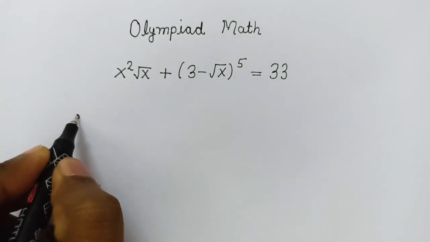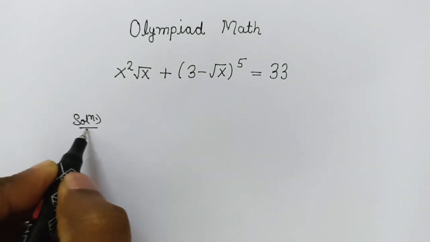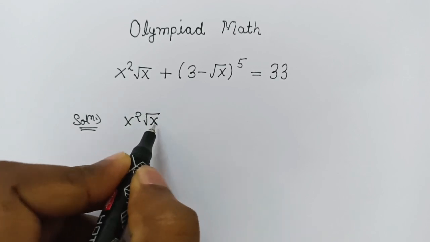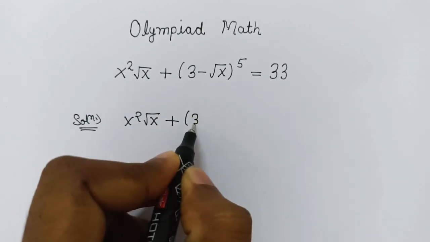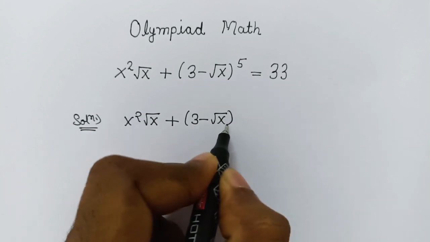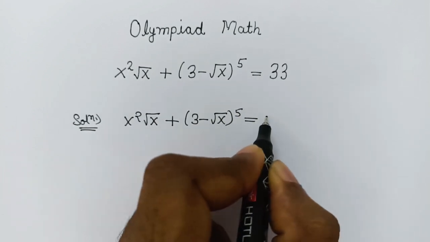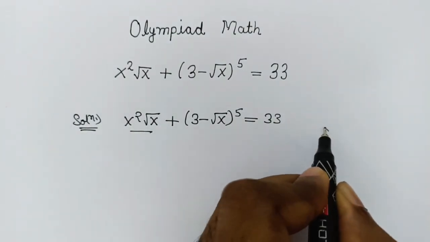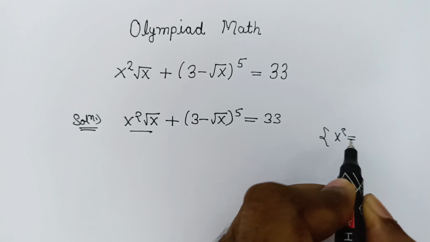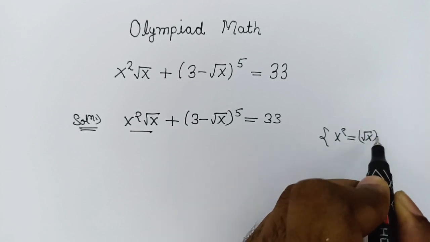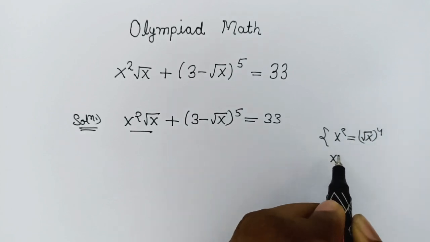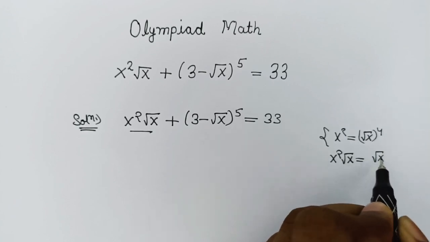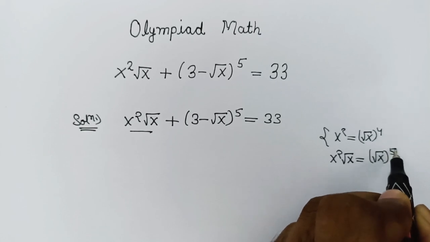Let's see the solution. First of all, the given part is x² (√x + 3 − √x)^5 = 33. From this part, as we know, x² is nothing but (√x)^4. That means x² times √x will be equal to (√x)^5.